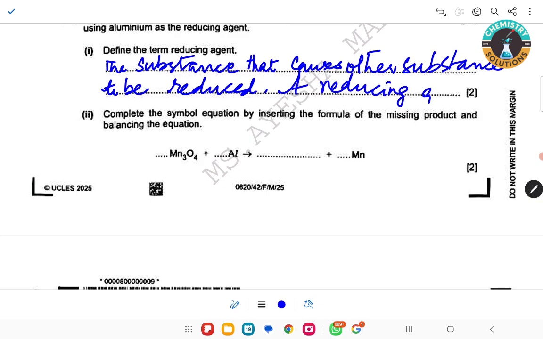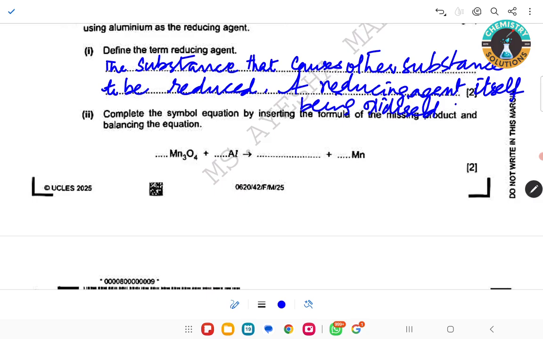The reducing agent is itself being oxidized. And for the oxidizing agent, it is the opposite. Oh, sorry. A reducing agent is itself being oxidized. So the substance which is being oxidized by itself is the reducing agent, and vice versa, you can talk about the oxidizing agent.